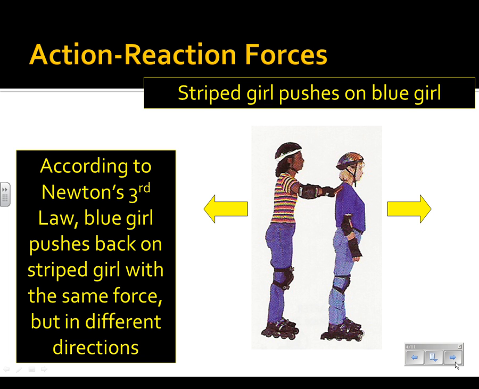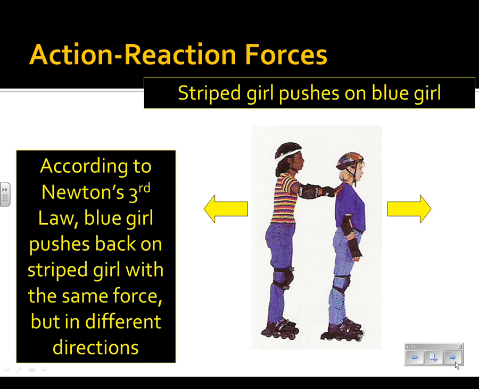But isn't blue girl pushing back on striped girl also? Yes. So wouldn't that force cancel out? No. Because one of those forces, striped girl pushing on blue girl, is a force on blue girl. Does that make sense? But blue girl pushing on striped girl is a force on striped girl. Those two forces can't cancel because they're not on the same object.